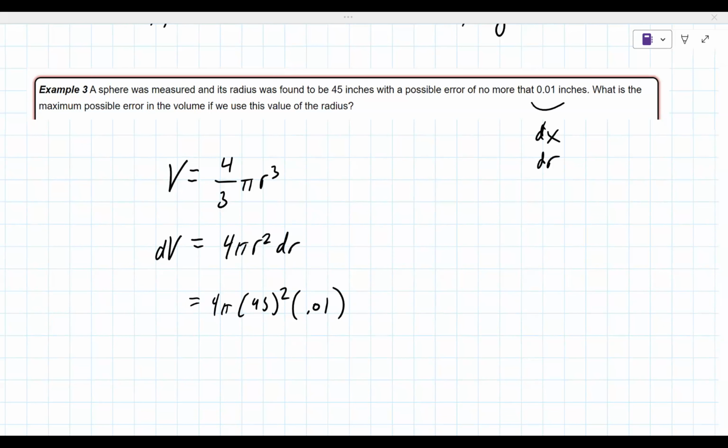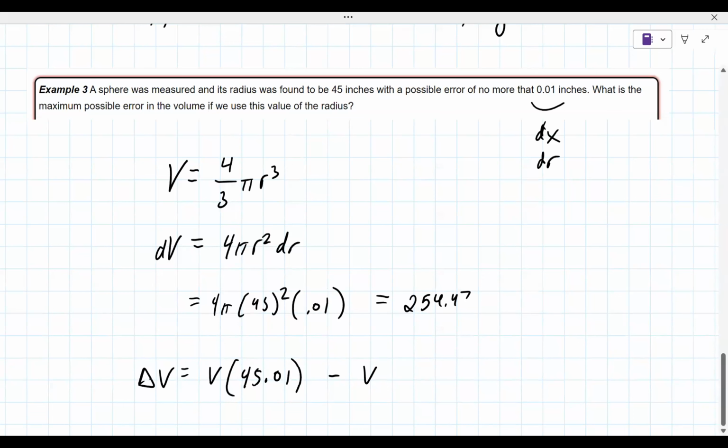And so the other thing I guess you ought to calculate is delta V, which is V of 45.01 minus V of 45. And that's using the original. Okay. So I plug 45.01 into the first equation. Yes. Okay.